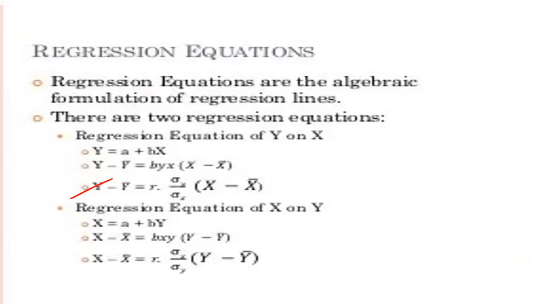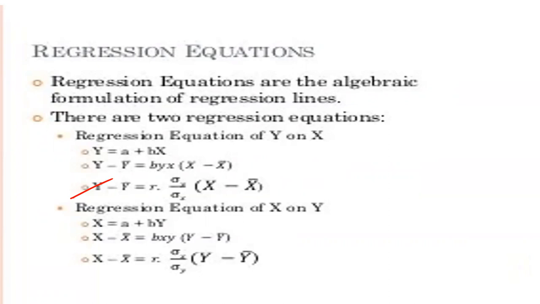y minus y bar is equal to r multiplied by sigma y divided by sigma x, into x minus x bar. Sorry for the confusion. Sometimes it happens when you are teaching for long hours.